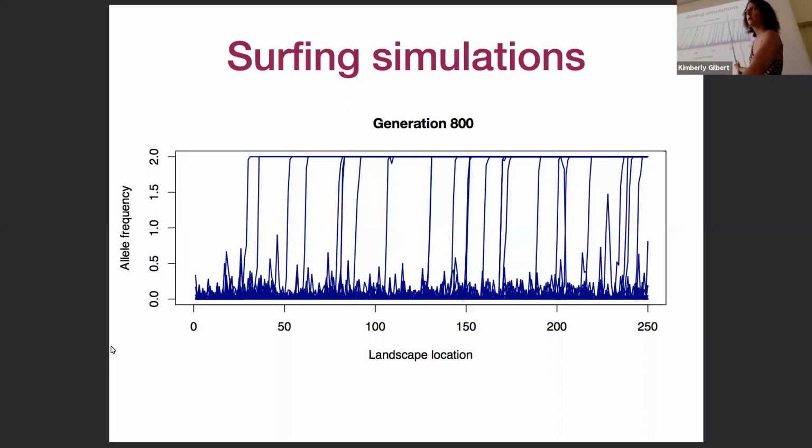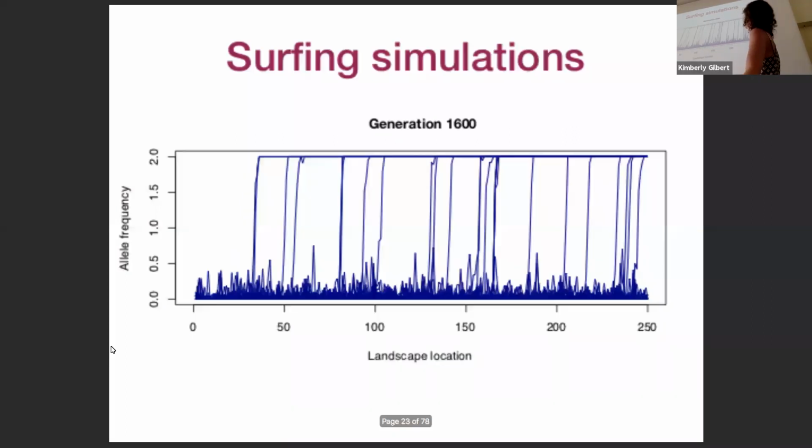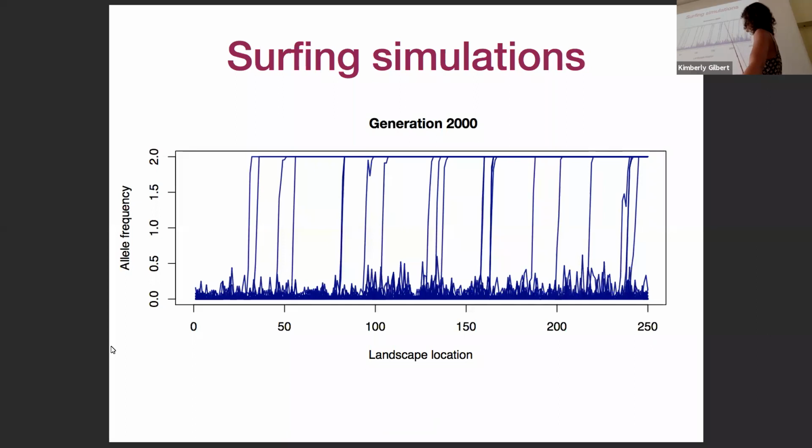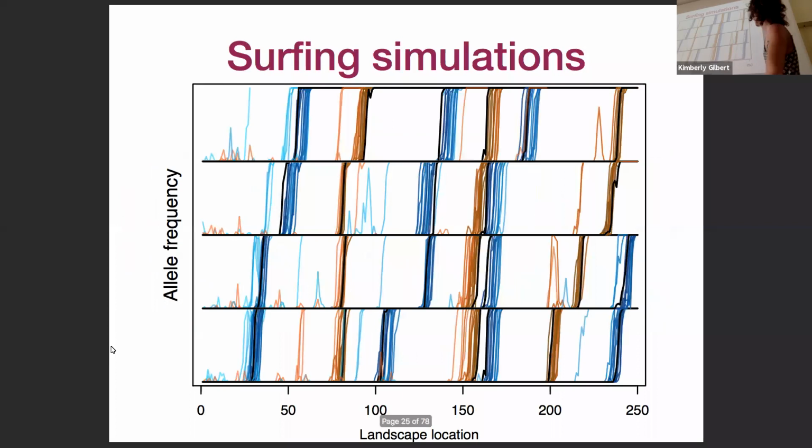But we can also now look at these clines that have formed from the surfing event, where we go from frequency 0 up to frequency 1. And we can see that if I go to another point in time, they are also moving around in space. I can go to generation 2000 and they've moved a bit more. So there are a lot of different loci here that have undergone surfing events. In the next figure, I'm going to take this same exact plot and spread it out vertically so you can see the different mutations that have surfed to fixation.